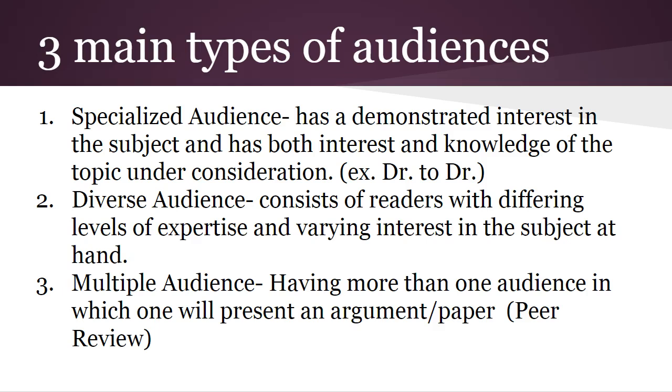And then 3, we have a multiple audience. And this means that you have more than one audience to which you will present an argument or a paper. For example, a lot of times in the classroom, you will do a rough draft of, I don't know, a small class write, maybe a compare and contrast. And then what I will do is I will have you write the paper, and then I will have you hand it to a neighbor, and then that person will read your paper. That fellow classmate will be your first audience. Then after that individual reads your paper, you will take that back, you will edit it, and then you will turn it in to myself.